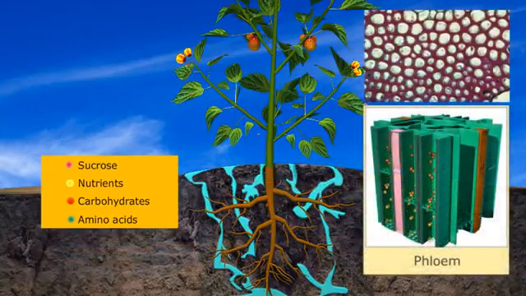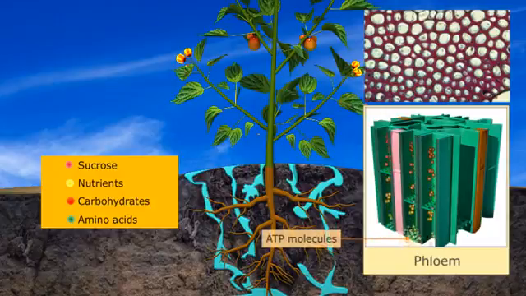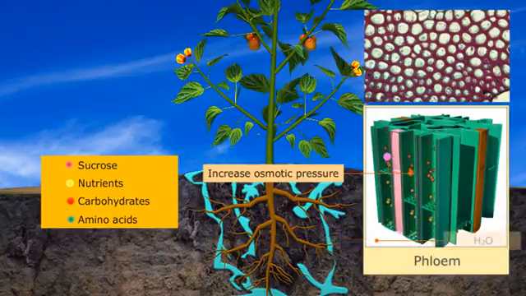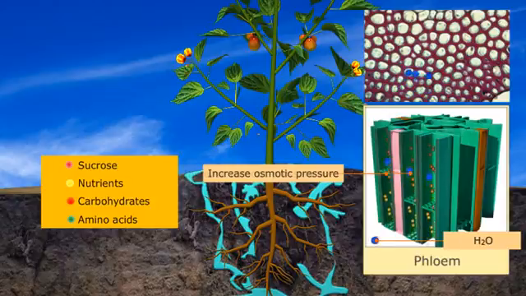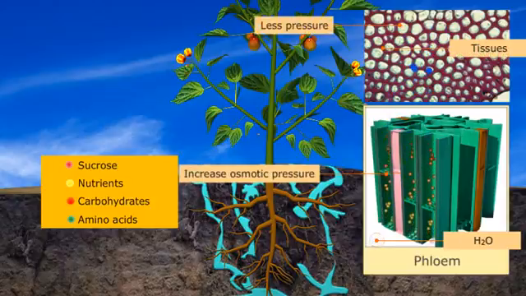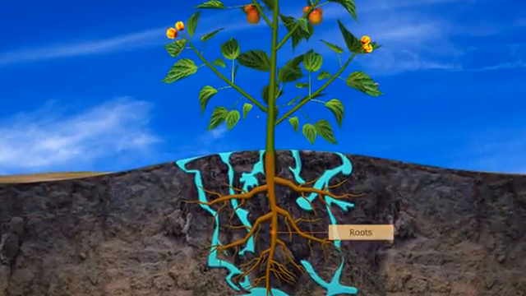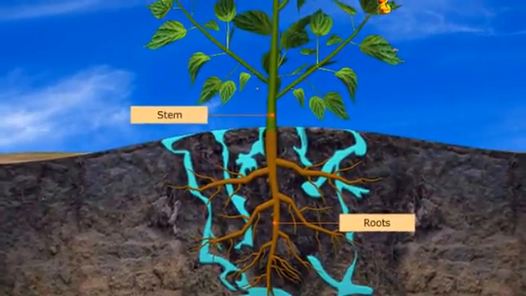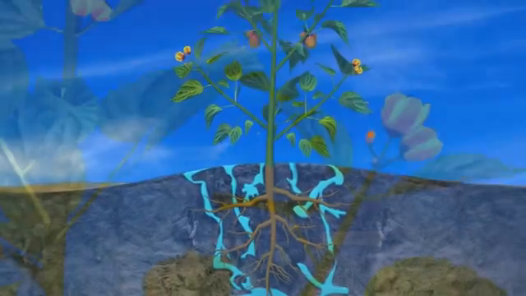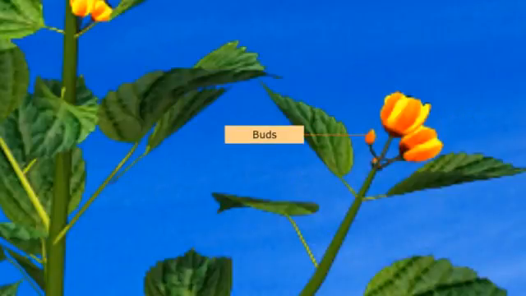Sucrose is transferred into phloem by using energy from ATP molecules, which leads to an increase in the osmotic pressure of the tissues, and water moves into phloem and materials in the phloem move to tissues which have less pressure. For example, in the spring, sugar stored in root or stem tissue would be transported to the buds, which need energy to grow.